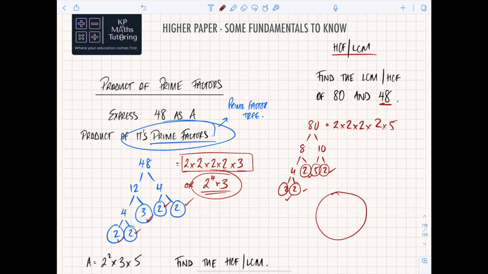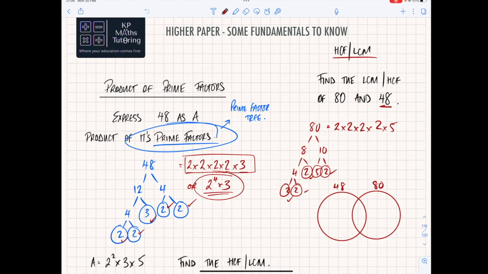What you then do is you draw a Venn diagram. So I put my two circles, and I'm going to label it 48 and 80. From this point, what I need to start to do is see what matches up in both of these lists. The two lists I'm concerned with are this one and what we've got here, because these are my two numbers, 48 and 80. So if you're asked about highest common factor or lowest common multiple, do your prime factor tree first of all. I've done the prime factor tree already for 48, do the prime factor tree for 80, that's what I've got there. Using this Venn diagram, we're going to play a game of snap, right? So what is in both lists?